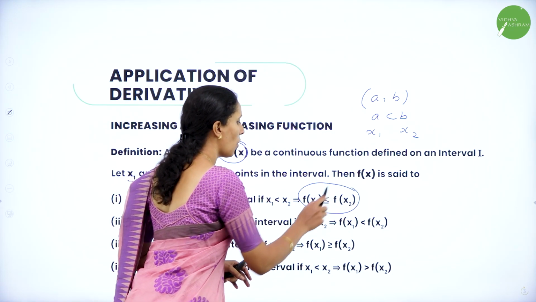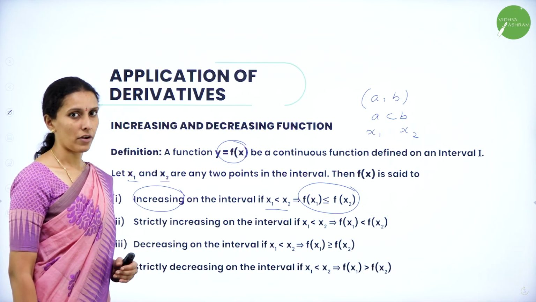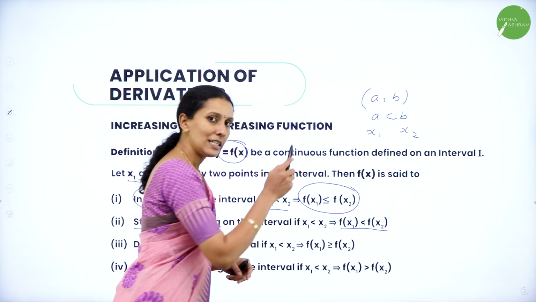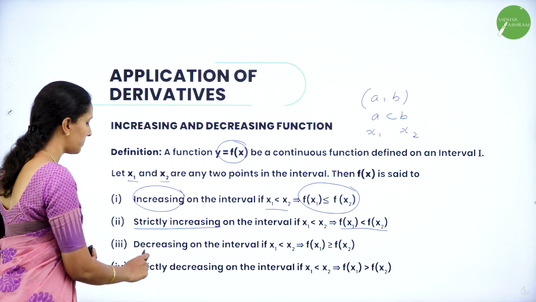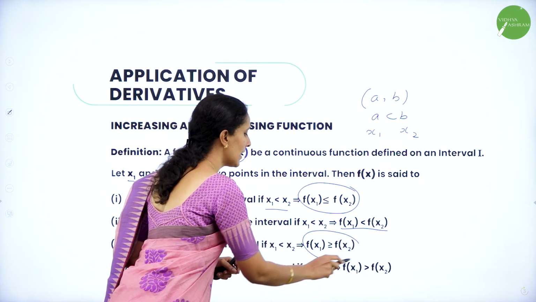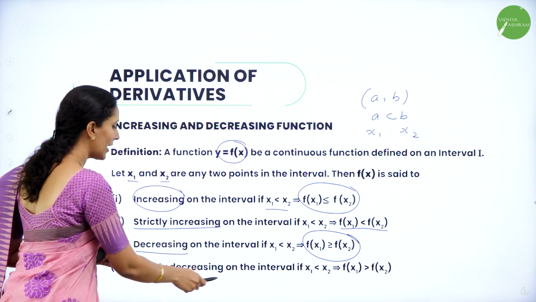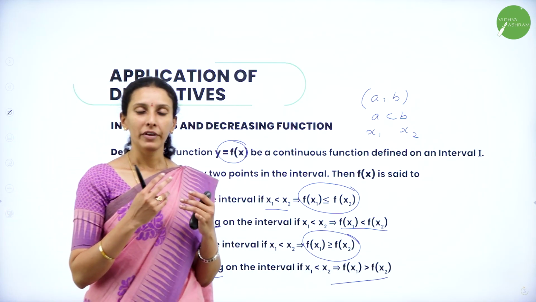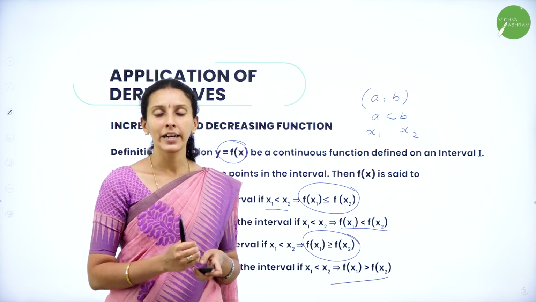When this condition holds, we say the given function is an increasing function, and it is said to be strictly increasing if f of x1 is strictly less than f of x2 for the given 2 points. Next, decreasing in an interval x1 less than x2 if f of x1 is greater than or equal to f of x2, and it is said to be strictly decreasing if f of x1 is greater than f of x2. So here we have taken 2 points and are finding whether the given function is increasing or decreasing.